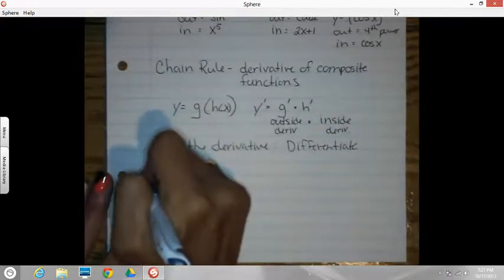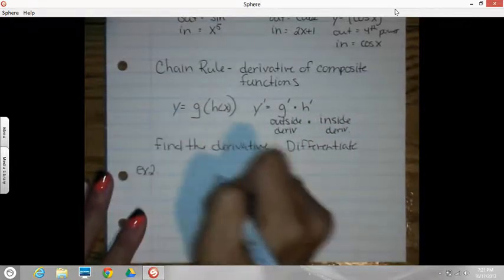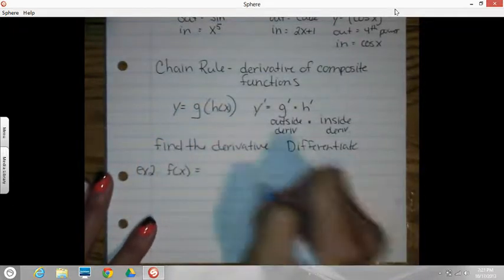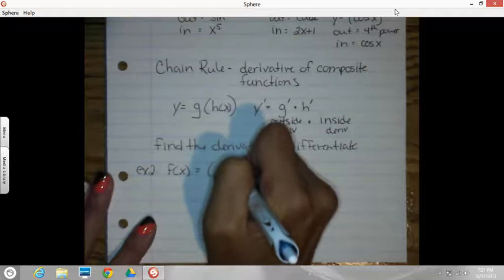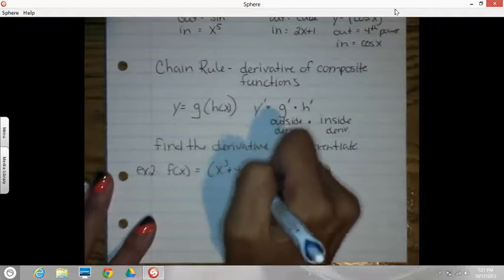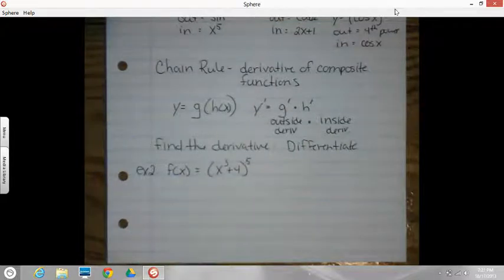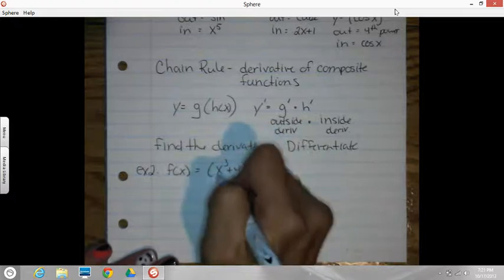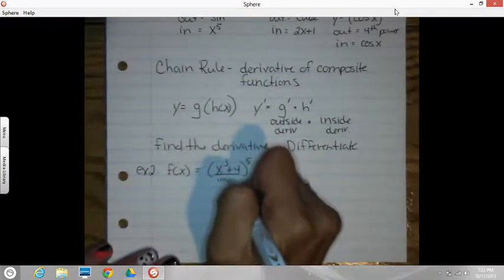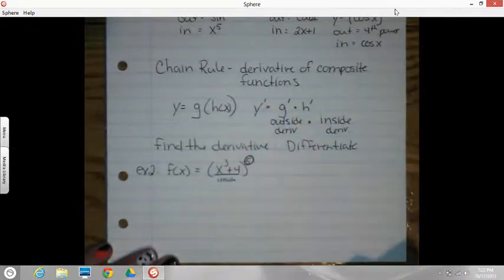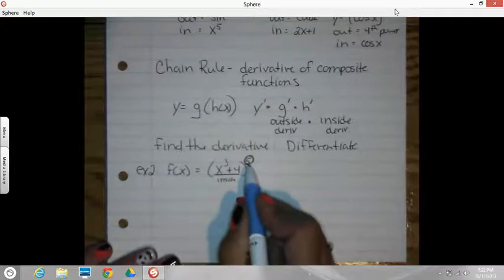Alright. I've got f of x equals x cubed plus 4 to the 5th. Okay, the outside, obviously this is the inside. The 5th power is your outside. Okay, so that means I've got to do a power rule.